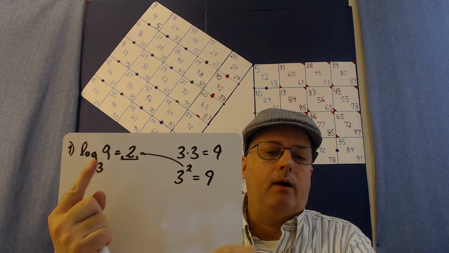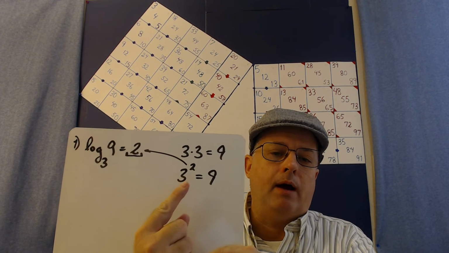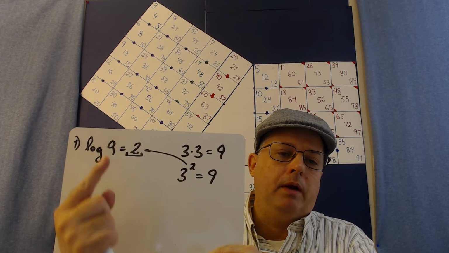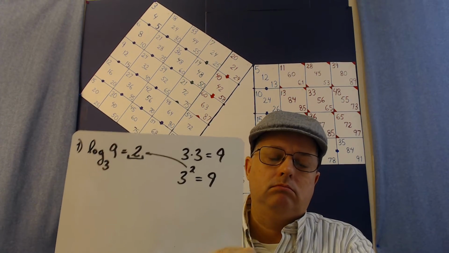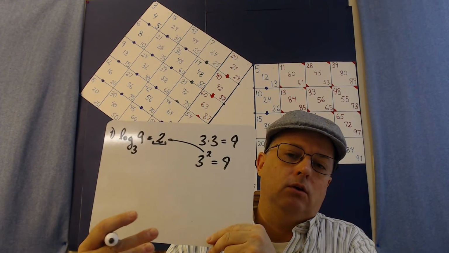Okay, what power of 3 is 9? Well, the second power of 3 is 9. So log base 3 of 9 is going to be 2. That's what a logarithm is doing. It's asking, what's the power?